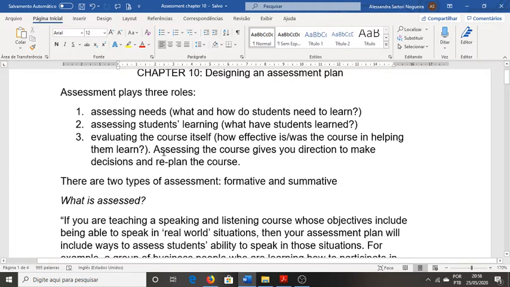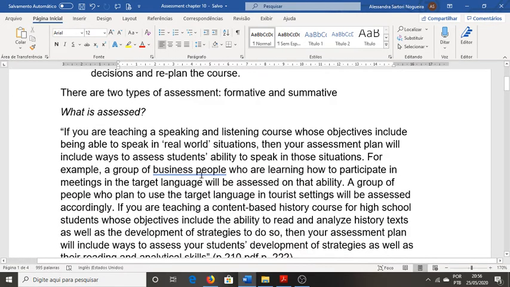And then how you assess the student's learning is something you do during the course, right? So there are three roles for assessment: assessing their needs, their learning, and even assessing your course to replan the course. There are two types of assessment. I think I studied that last year: formative and summative.